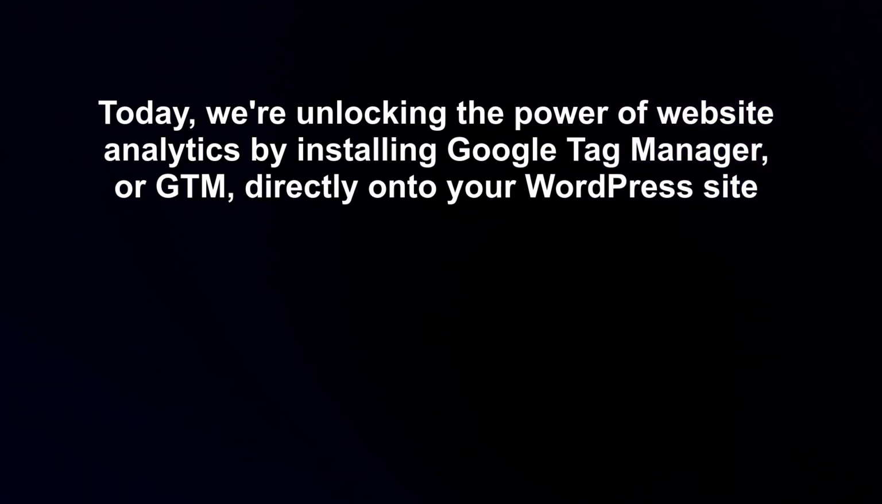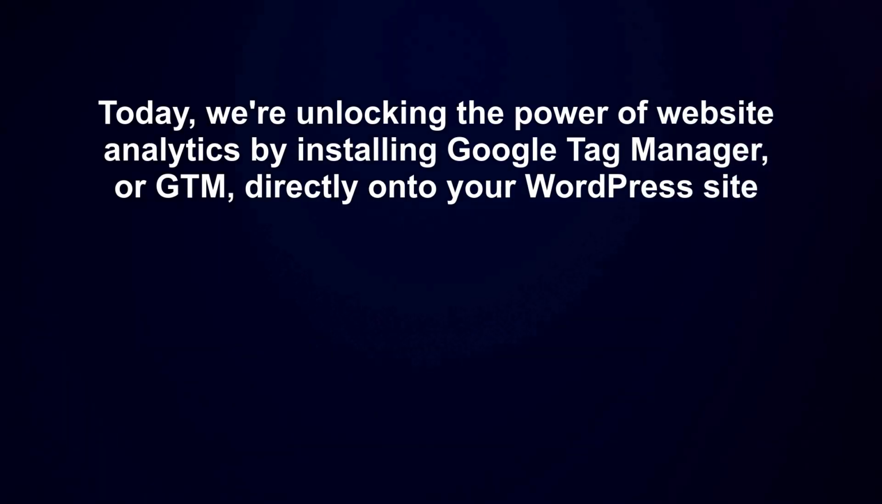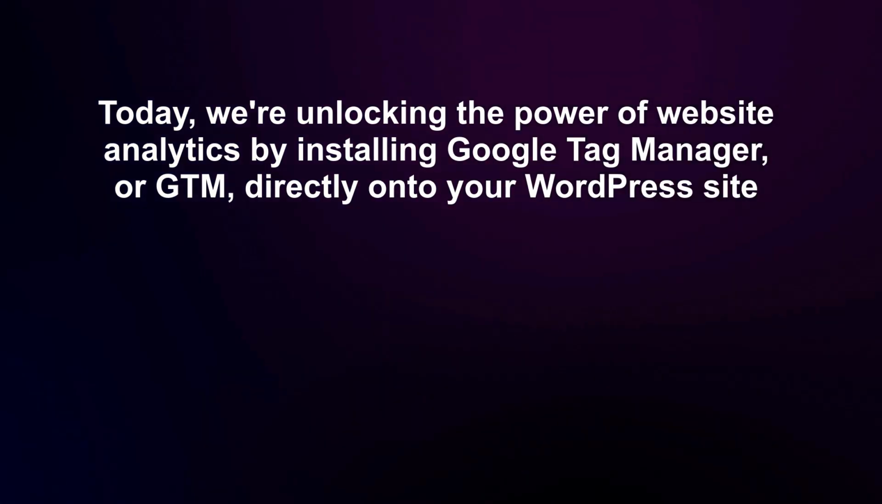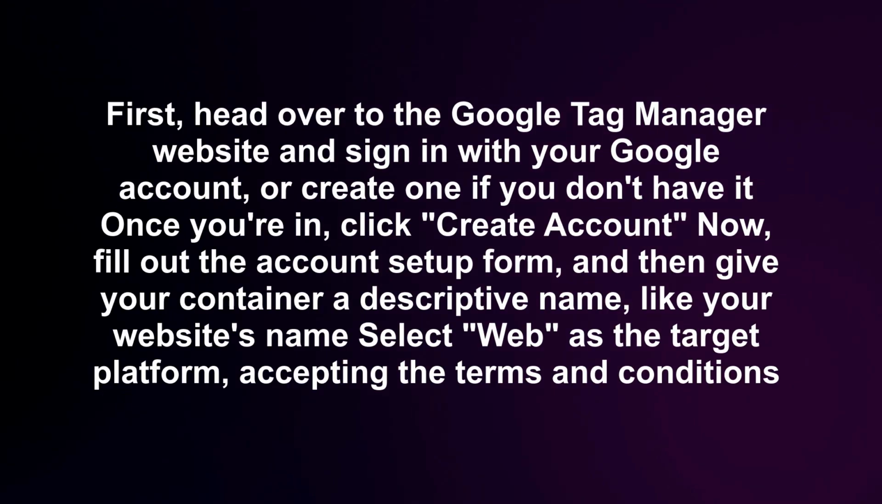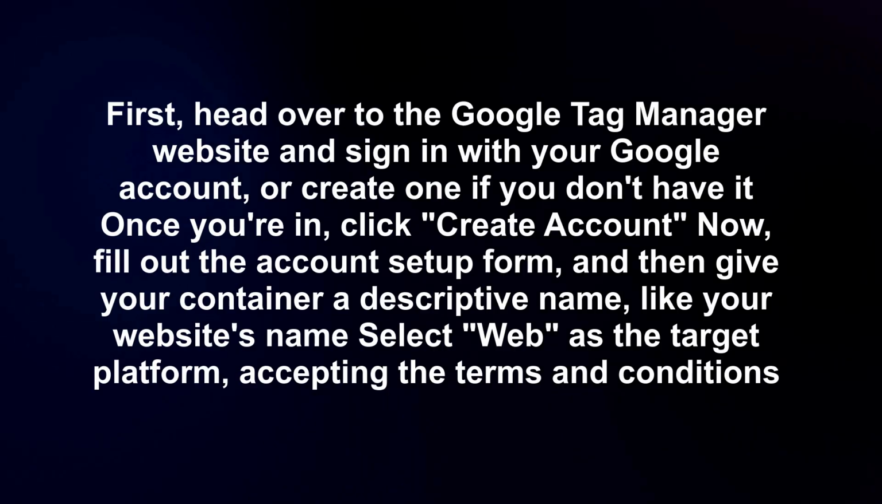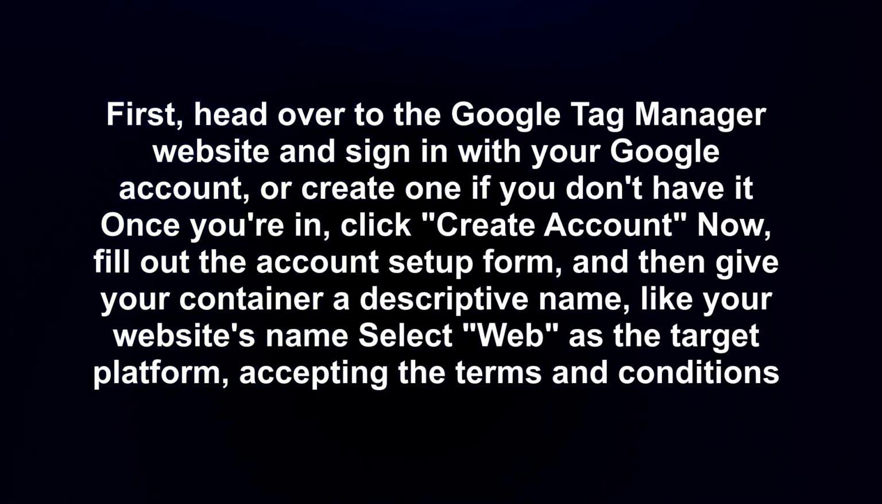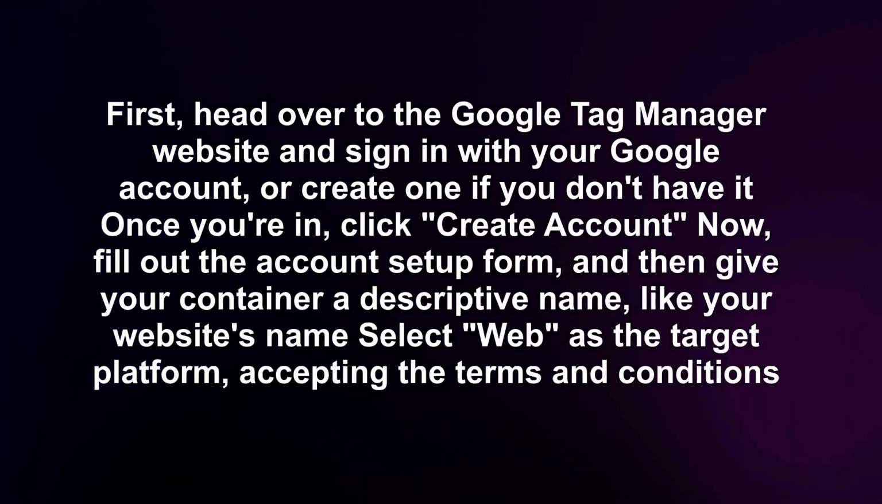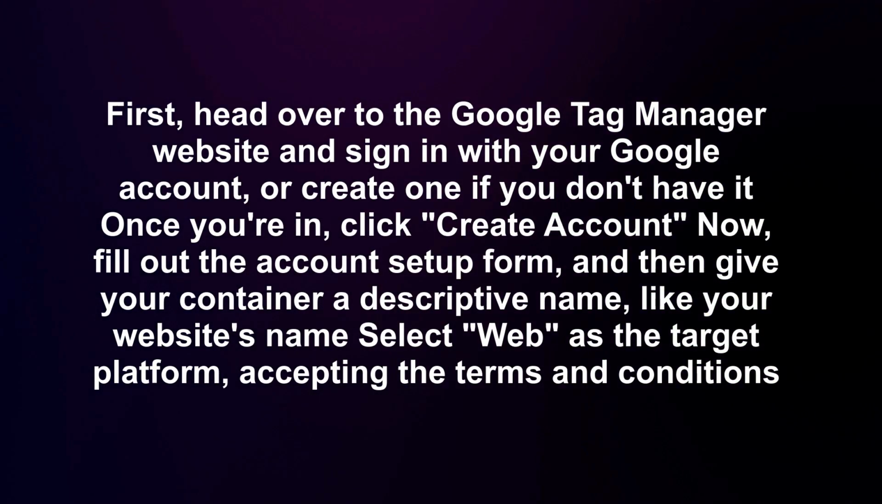Today, we're unlocking the power of website analytics by installing Google Tag Manager, or GTM, directly onto your WordPress site. First, head over to the Google Tag Manager website and sign in with your Google account, or create one if you don't have it. Once you're in, click Create Account Now, fill out the account setup form, and then give your container a descriptive name.